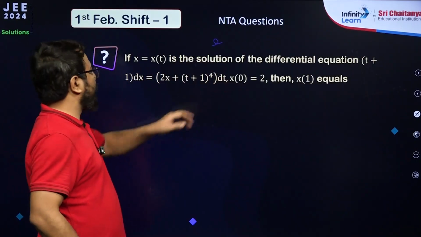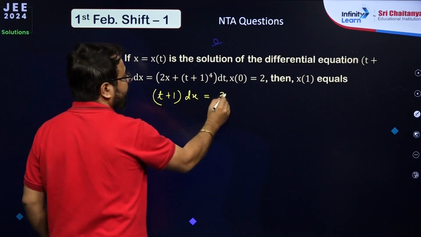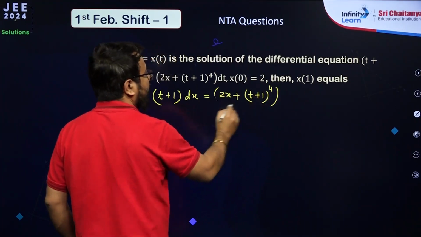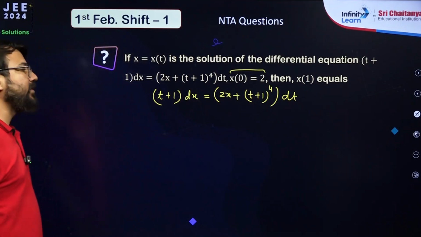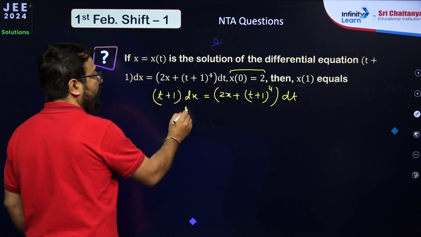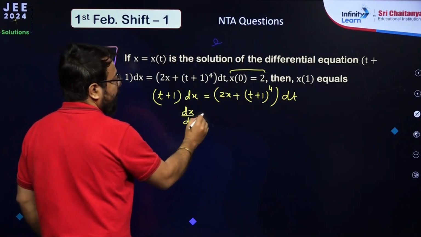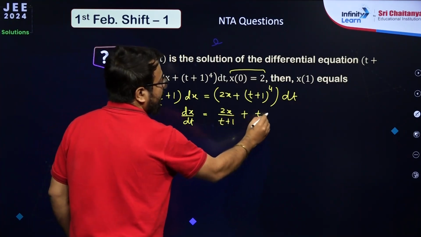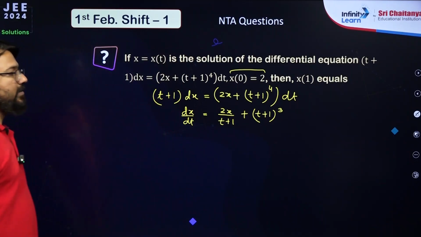Here is the differential equation. Let us write that. Sorry. So this is a differential equation being given to us. X of 0 is 2. That means 0 comma 2 is given. So here we can do one thing. I can write here dx over dt is equal to 2x over t plus 1, plus, here we have t plus 1 whole cube. Okay, I hope you are able to understand this.